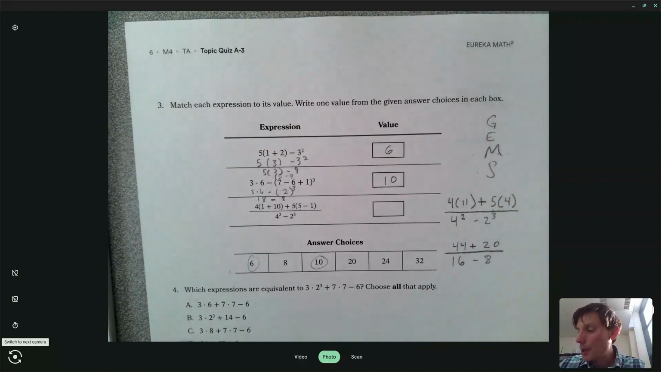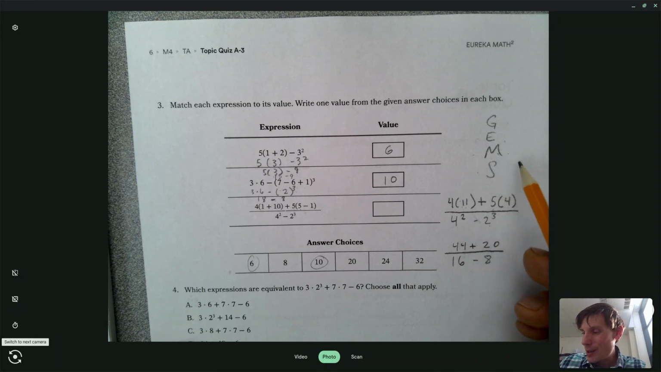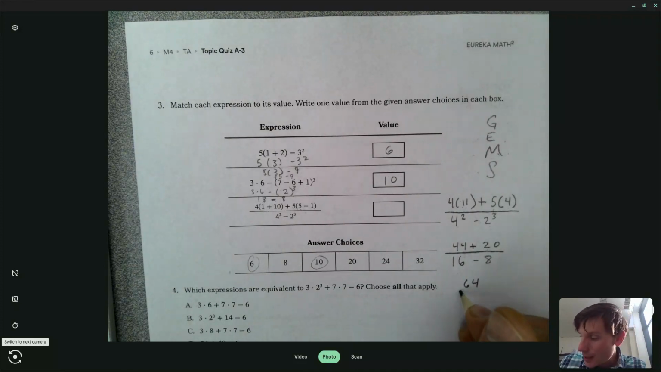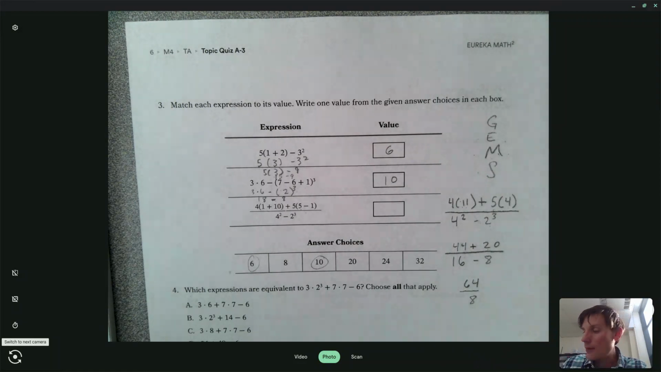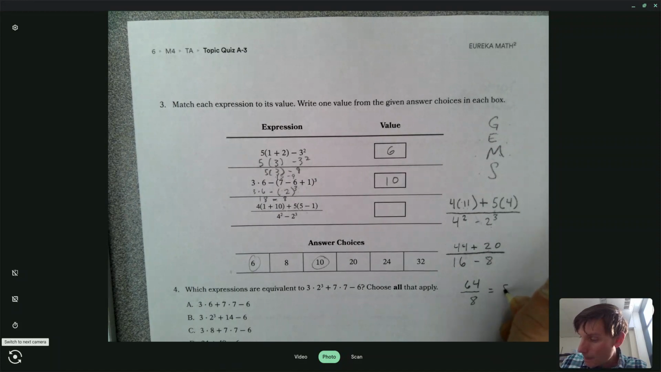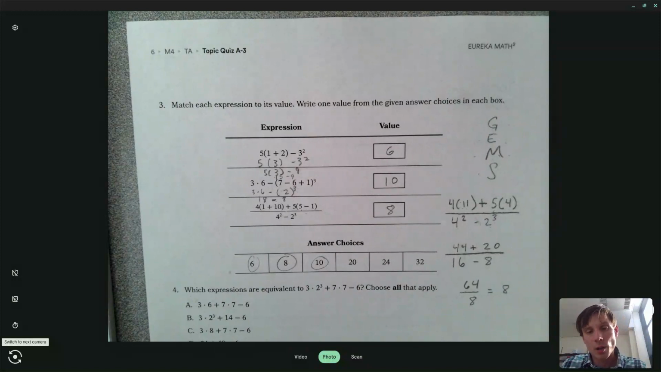Great. Okay, we're getting close. So we've eliminated, besides our big fraction bar, the G, the E, the M, and now the S, and then we'll come back to the fraction bar. So 44 plus 20 is 64, and 16 minus 8 is 8. So we have 64 over 8. In other words, 64 divided by 8. And if we divide 8 into 64, we're going to get 8. So our answer is 8. And yep, that's one of our answer choices, so we know we are correct.